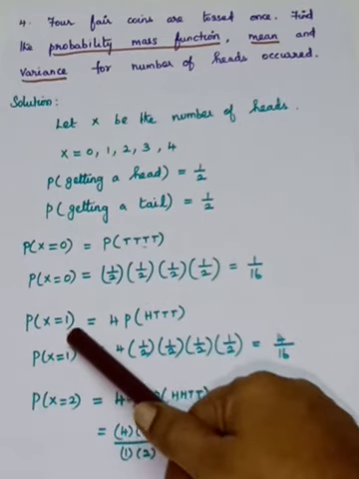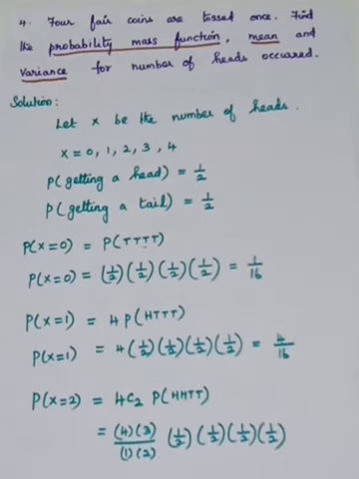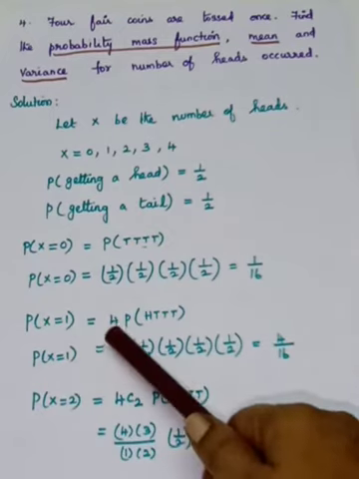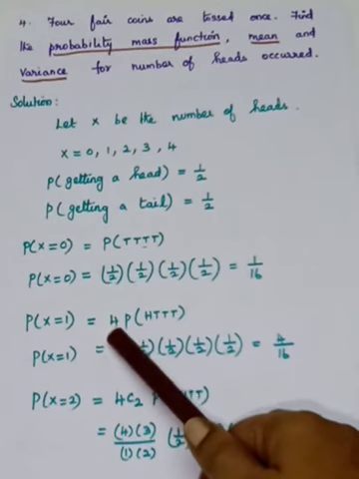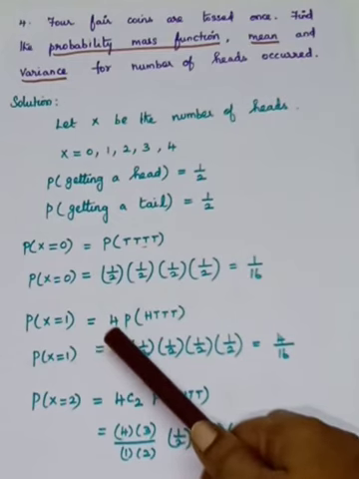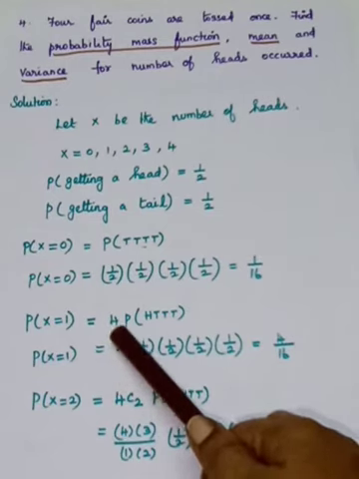And P of x is equal to 1. That means out of 4 coins, you will have only one head. So that can be written as 4C1. How has the 4 come? What is 4C1? Out of 4 coins, only one coin has head. So it can be written as 4C1, and 4C1 is 4.